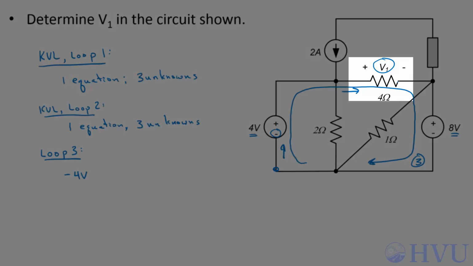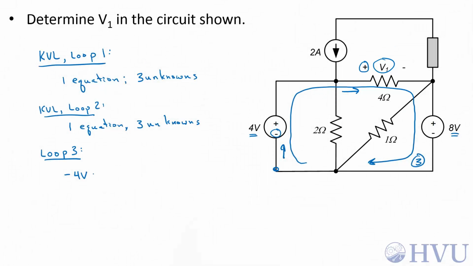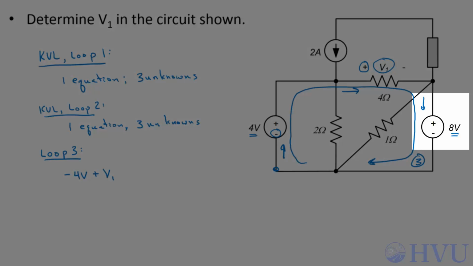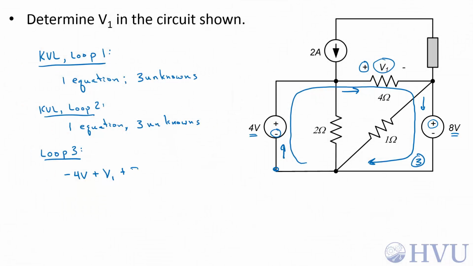Going this direction into the 4 ohm resistor enters the positive terminal first, so that will be a positive V1 contribution. And finally, going this direction into the 8-volt source, we enter the positive terminal first, so we get a plus 8-volt contribution. That brings us back to our starting point, so that sums to 0.